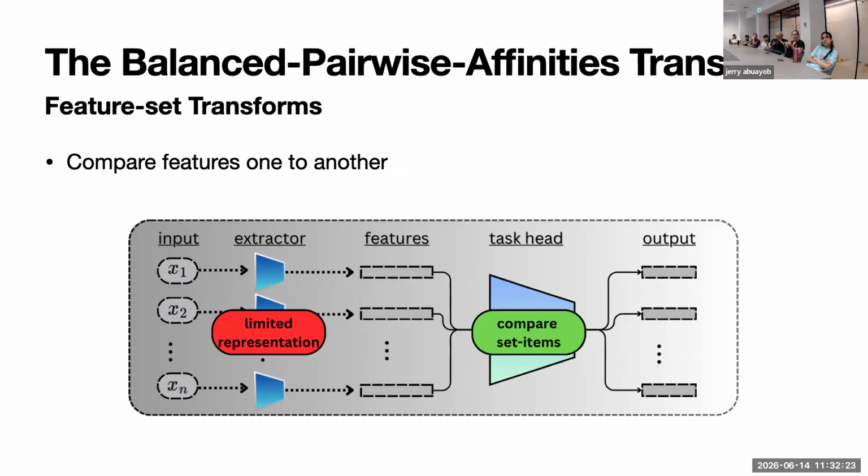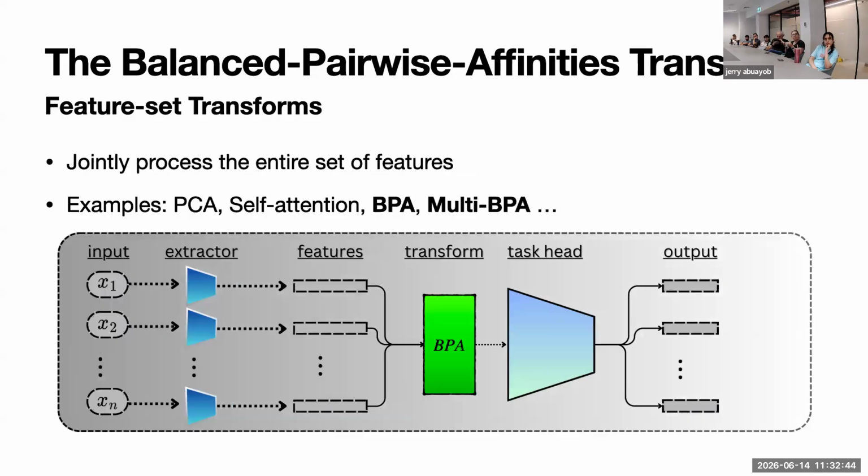Like we said before, the extractor has limited representation. So the task head should compare the set items together and not treat each one of those features independently. If we fine-tune the extractor, that's very expensive. A nice solution is to add a transform before the task head, so we can change the representation. Nice examples are PCA, self-attention, the BPA module and our multi-BPA module, which I will present in a bit.